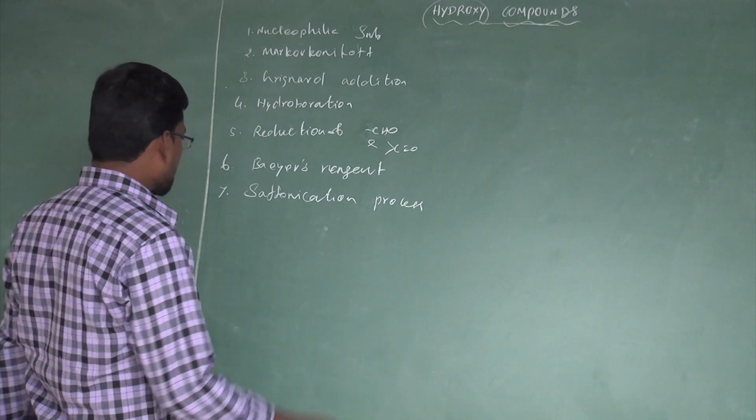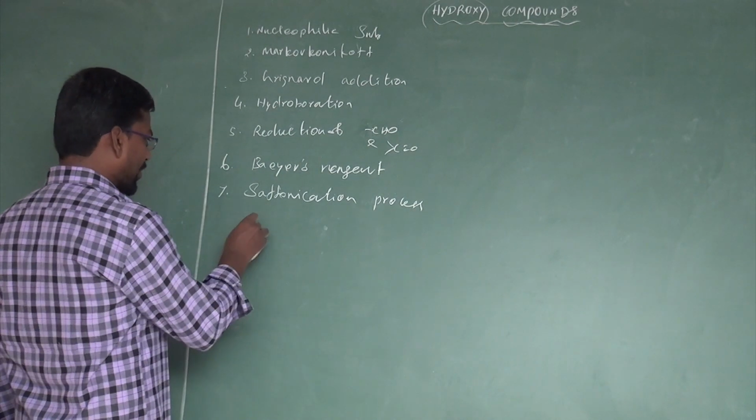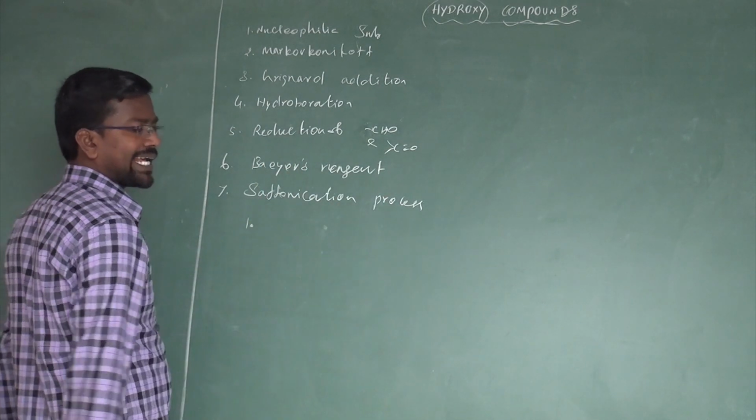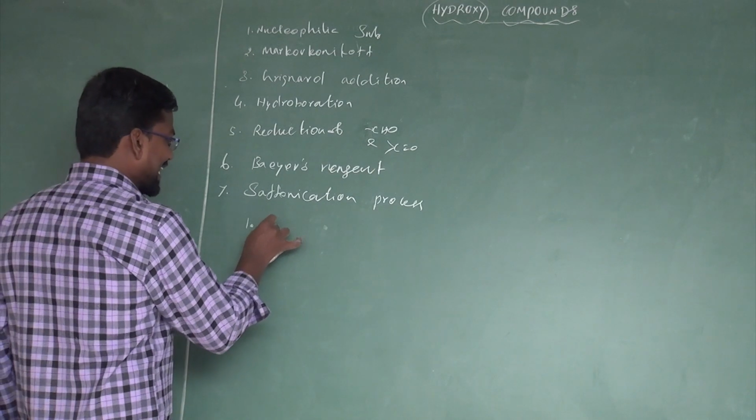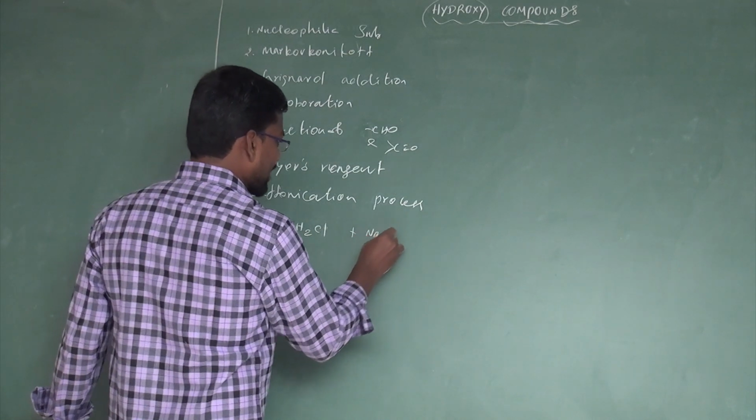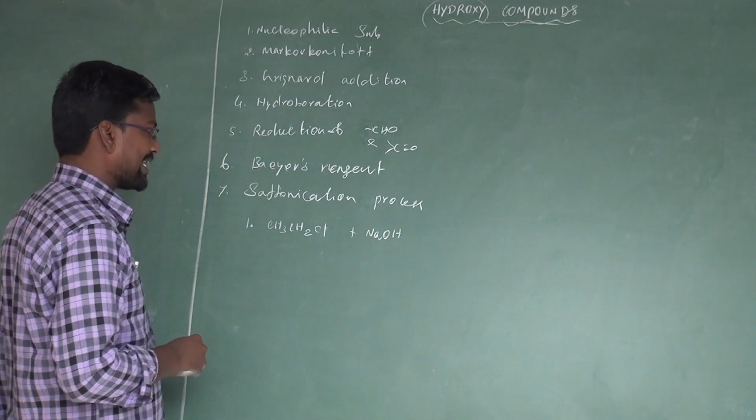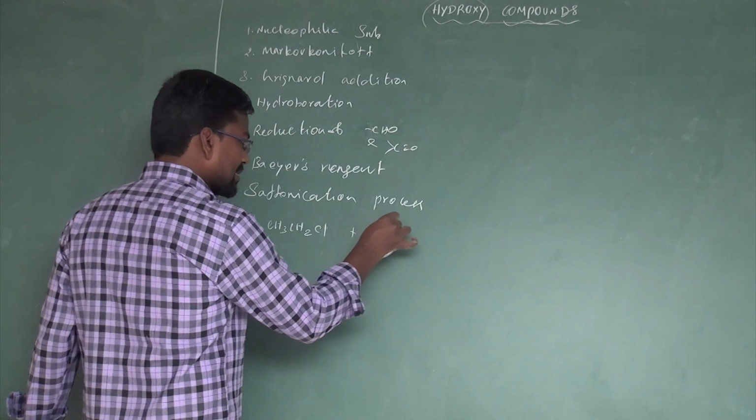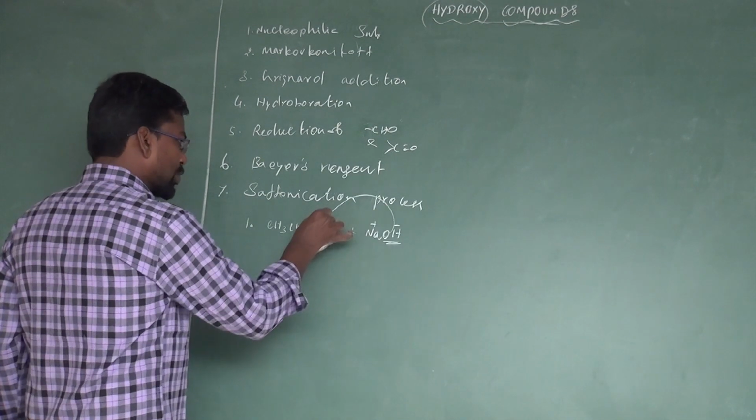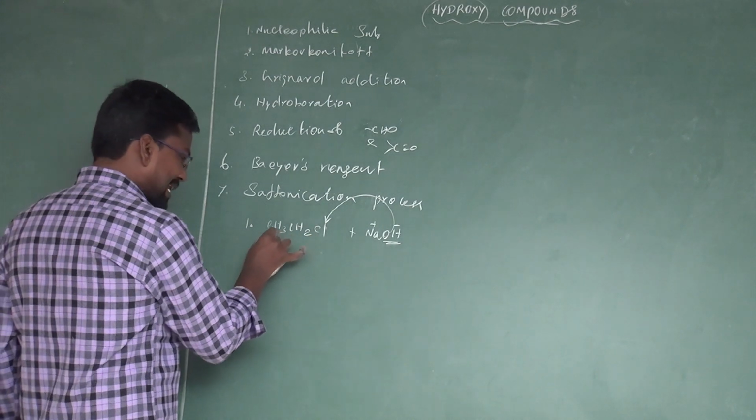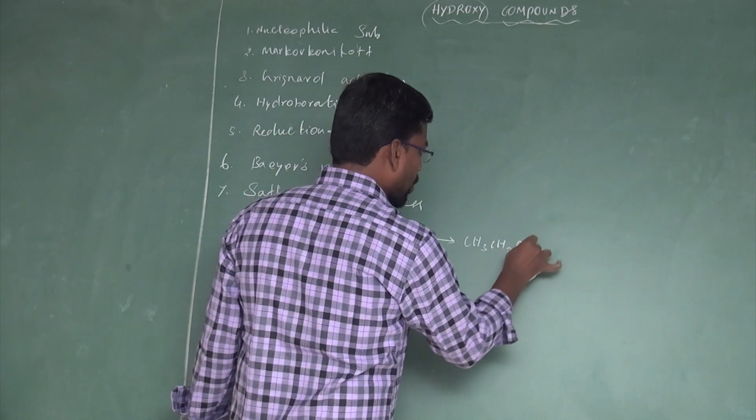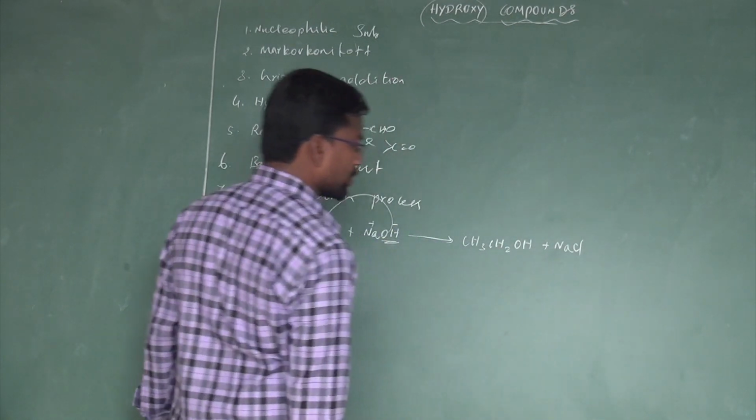First one, nucleophilic substitution reaction. SN1 and SN2 reactions are there. In nucleophilic substitution, alkyl halide can be converted to alcohol. For example, ethyl chloride, CH3CH2Cl, reacts with sodium hydroxide, NaOH, giving Na+ and OH-. OH- is a nucleophile. The nucleophile substitutes in the place of chlorine in alkyl chloride, giving CH3CH2OH plus NaCl removed.